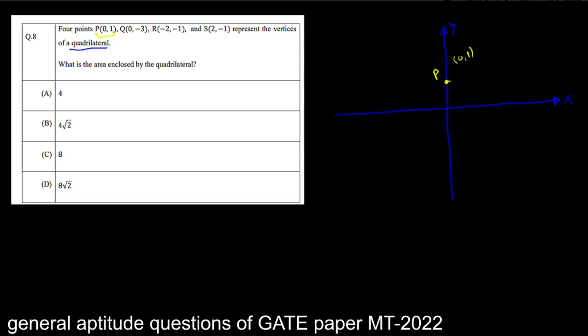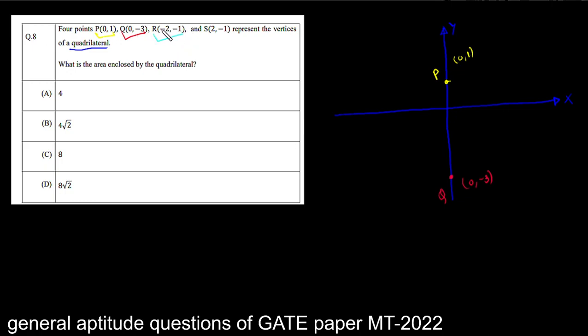Now let's move to the second vertex, Q, and it has coordinate 0, negative 3. Again, x is 0 and y is negative 3. So now we are below the origin, but still on the y axis. Somewhere here, let's call this point Q, and the coordinate of this point is 0, negative 3.